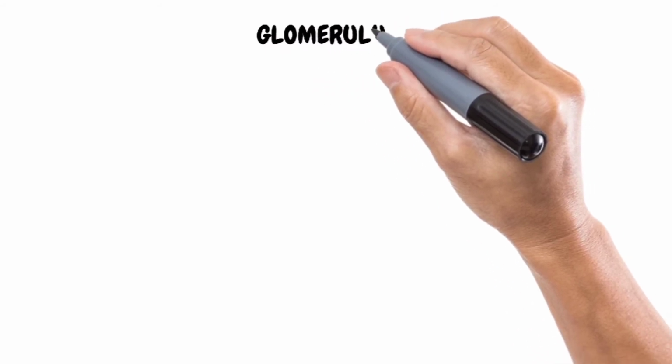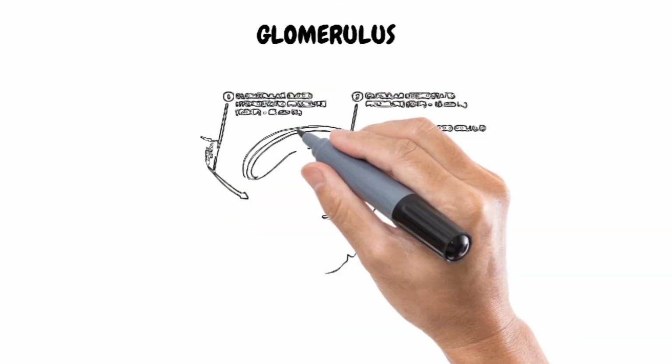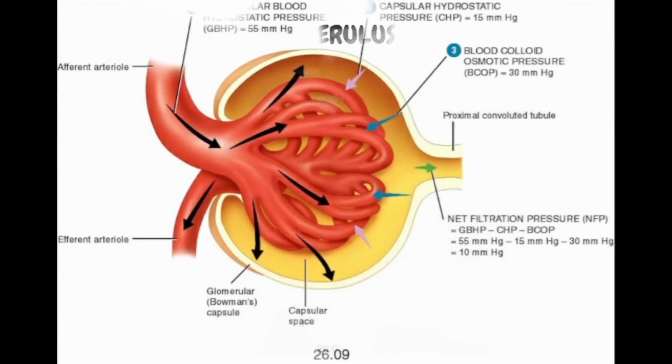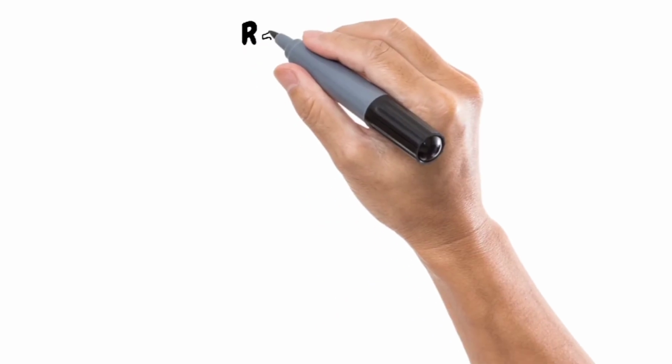Glomerulus is a tuft of capillaries enclosed by Bowman's capsule. It consists of a network of glomerular capillaries which are connected to an afferent arteriole on one side and to an efferent arteriole on the other end. The functional anatomy of Bowman's capsule can be compared to a funnel with filter paper.